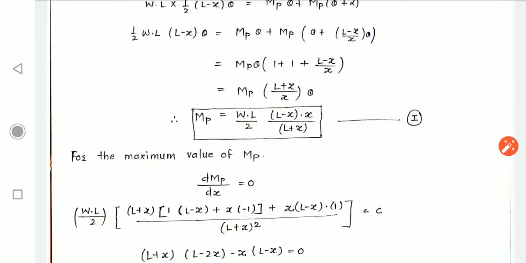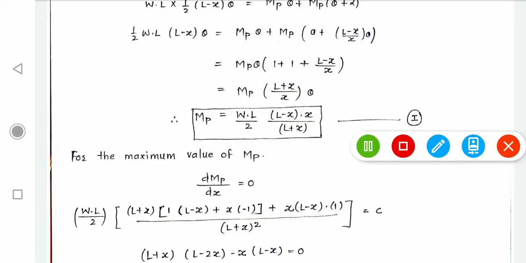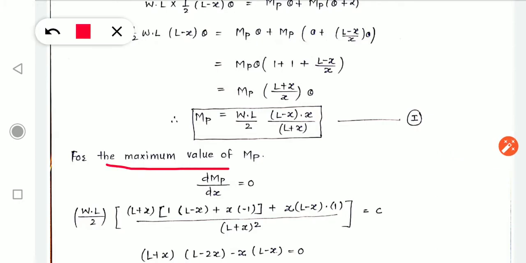We know that a plastic hinge will occur only where the MP will be maximum. At maximum moment, at maximum plastic moment, there will be a formation of a plastic hinge. So, for the maximum value of MP, dMP by dx is equal to 0.